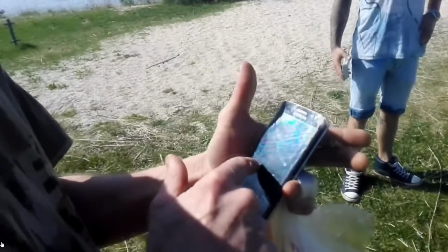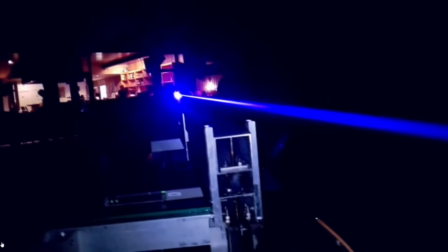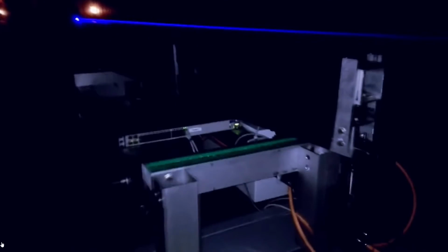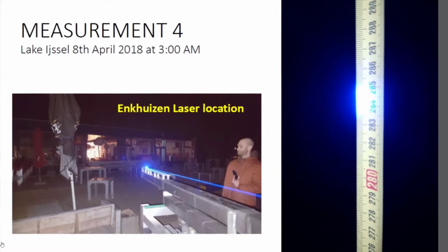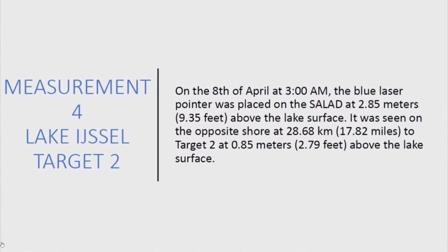Measurement 4. After the measurement at Target 1, Mike and Patrick drove 30 minutes to the Target 2 location. Target 2 was selected because it would be within the 17.5 degrees panning limit of the salad. Since the salad had been calibrated at Target 1, the automatic GPS system now required only a new coordinate to automatically target that position. This was the first field test of the new GPS TLT software, so it was an exciting moment. On April 8, 2018 at 3 a.m., the blue laser on the salad was 2.85 meters or 9.35 feet above the lake surface.